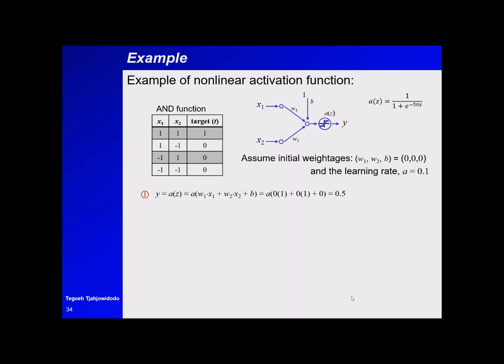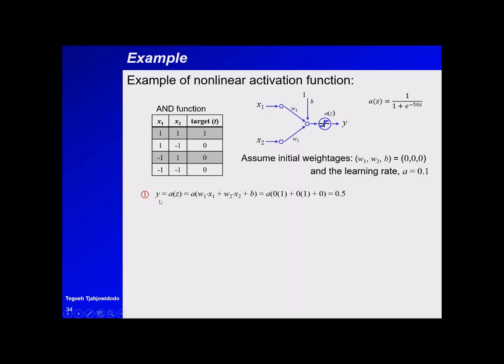But now in updating the weightage, I will also consider the nonlinear activation function. First, same as what we did in Adaline and perceptron, I will just take weightages from there. For simplicity, I will take 0, 0, 0 as the initial weightages, and the same learning rate equal to 0.1 here.